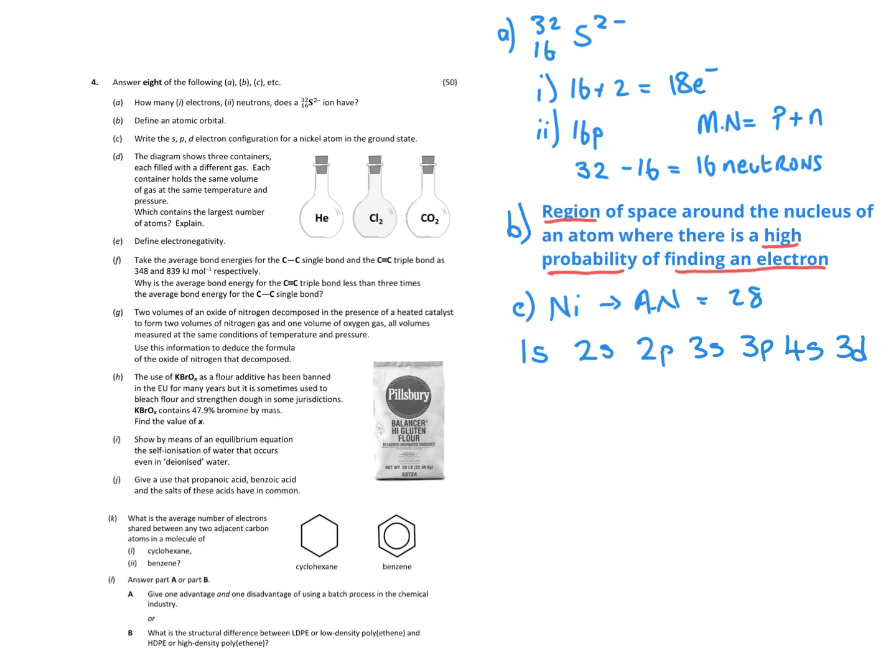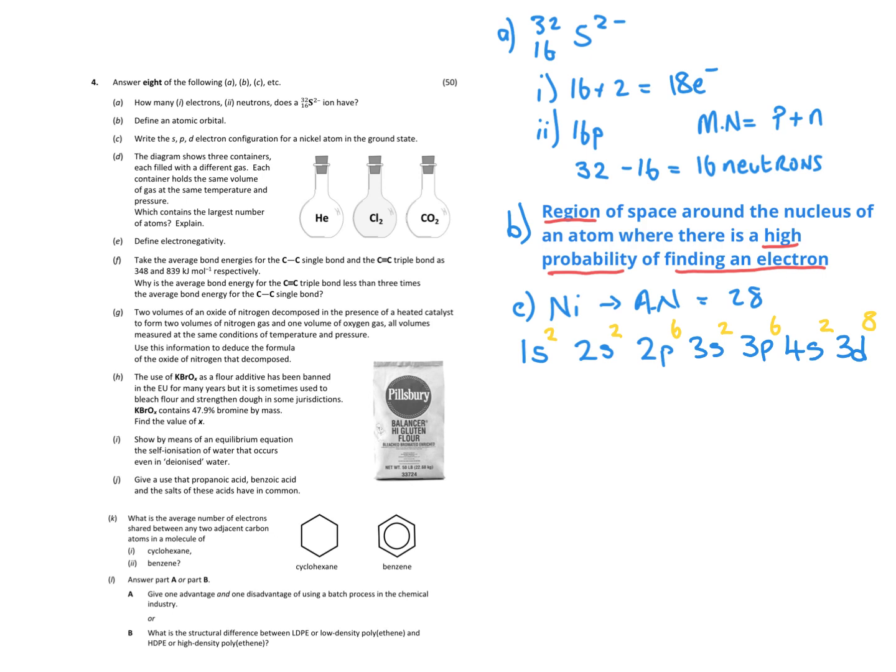We know that the first orbital can hold 2 electrons, so it'll be 1s2. We know the s can hold 2, the p can hold 6, and the d can hold 10. So we've got 1s2, 2s2, 2p6, 3s2, 3p6, 4s2, and let's stop there now. I can see at the minute I've filled in 20 electrons. 2 and 2 is 4, and 6 is 10, 12, 18, 20 in total. And we've 28 in the atomic number, so that means there are 8 electrons in the 3d orbital.